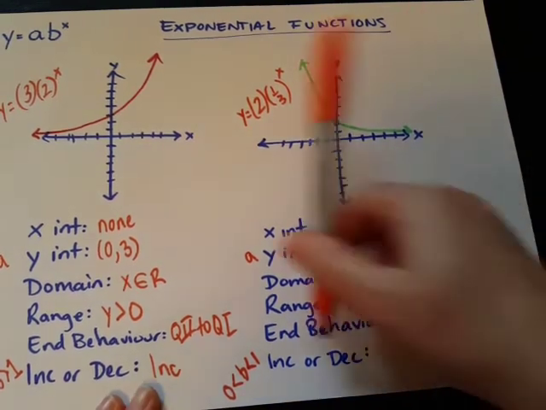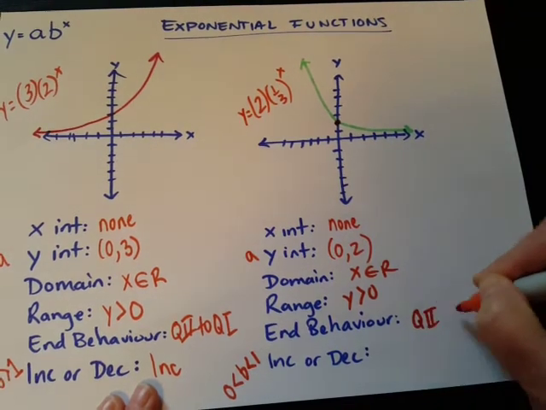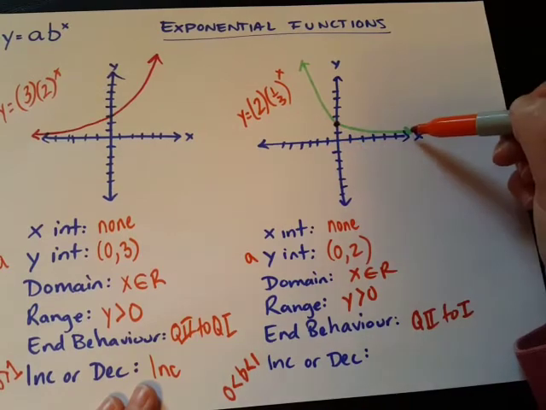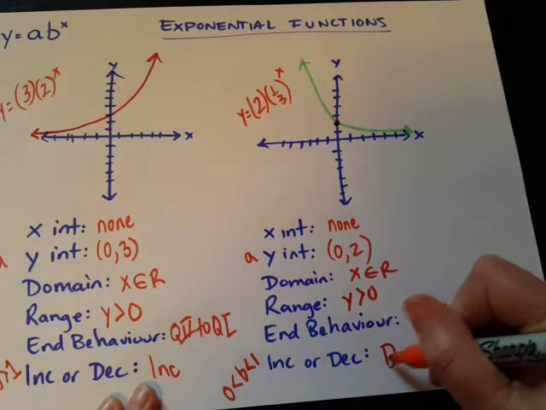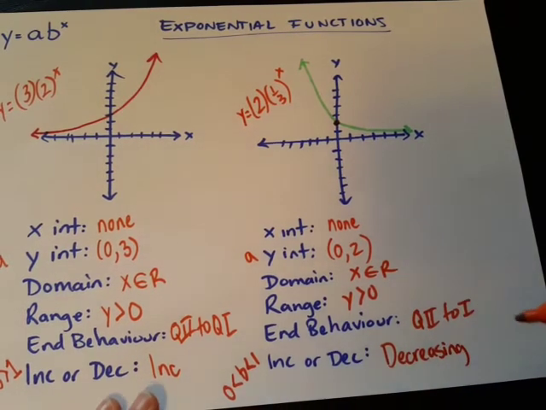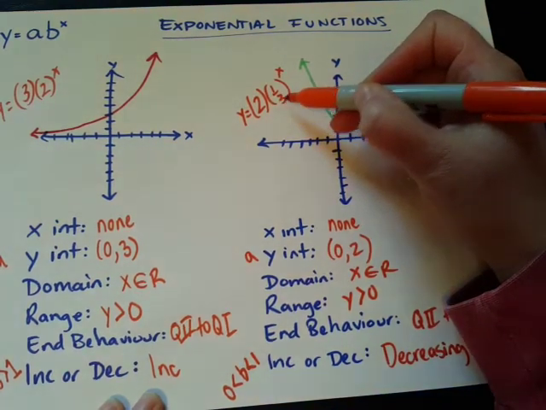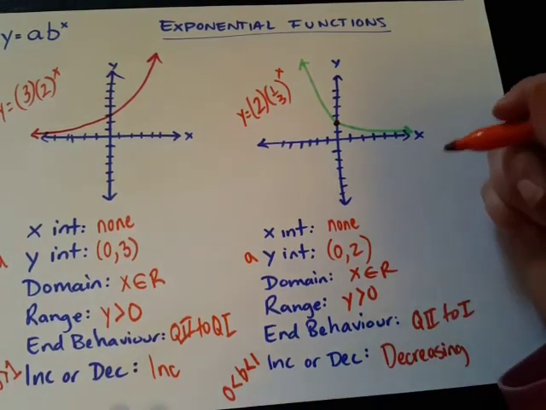For end behavior, we're going again from 2 to 1. So that didn't change. But what does change is that we notice as x gets bigger, y seems to be getting smaller and smaller and smaller. So we would call that decreasing. And if you're looking at the function, it's also decreasing because that base happens to be less than 1, but greater than 0 for our purposes.